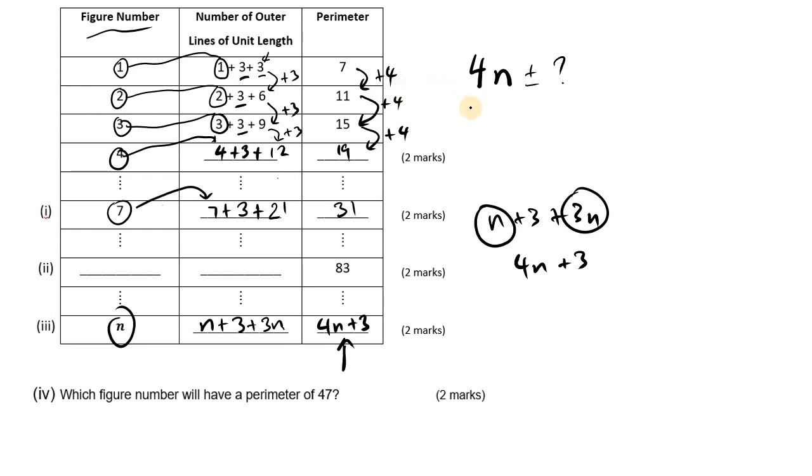So let's try the first figure, number 1. 4 times 1 is simply 4, but we want 7. To get 7, we have to add 3.